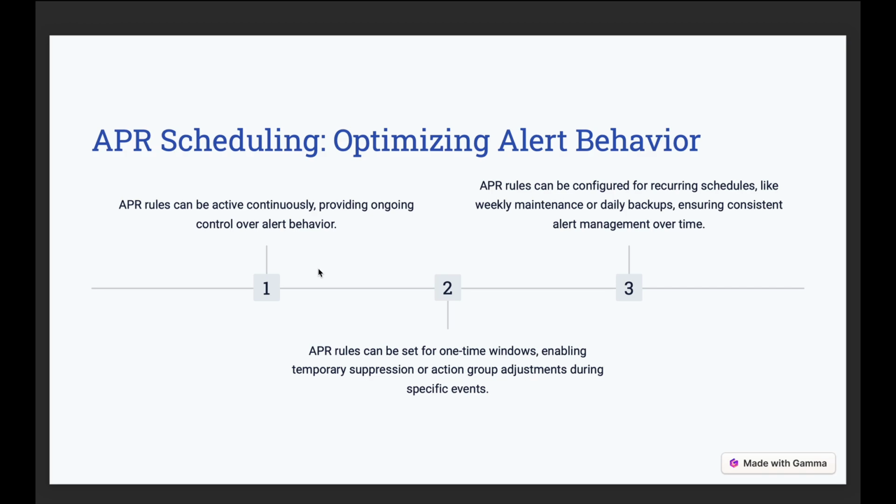Or we can set the APR for a one-time window, that is, when we know we are going to perform maintenance on our resources. Or third, we can have recurring schedules, like weekly maintenance or daily backups, or scenarios when we don't want to get notified during off-shift hours. At that time we can set up a recurring schedule which will define that during those time frames no alert would be sent to an email.